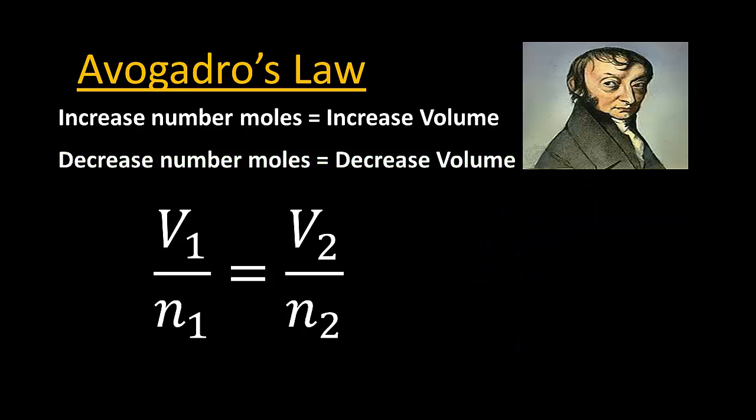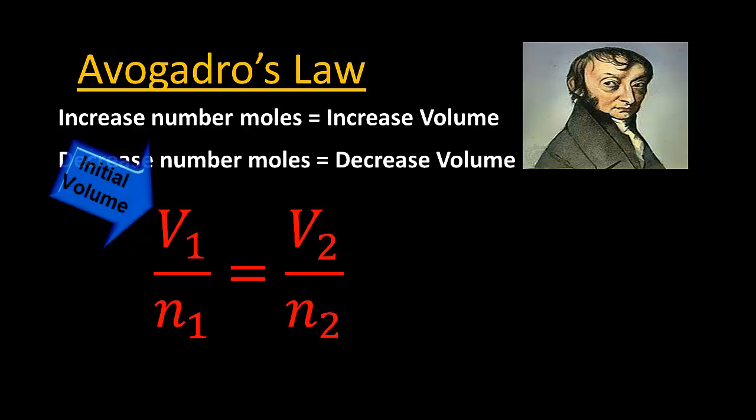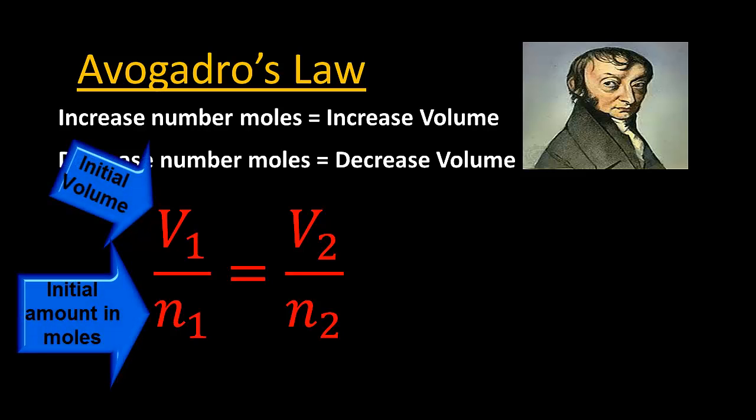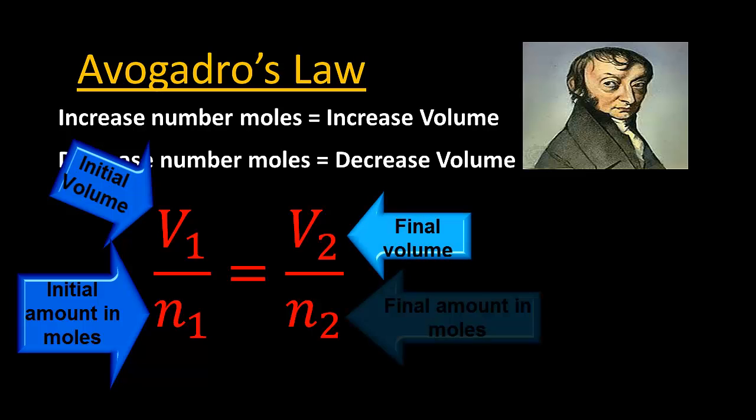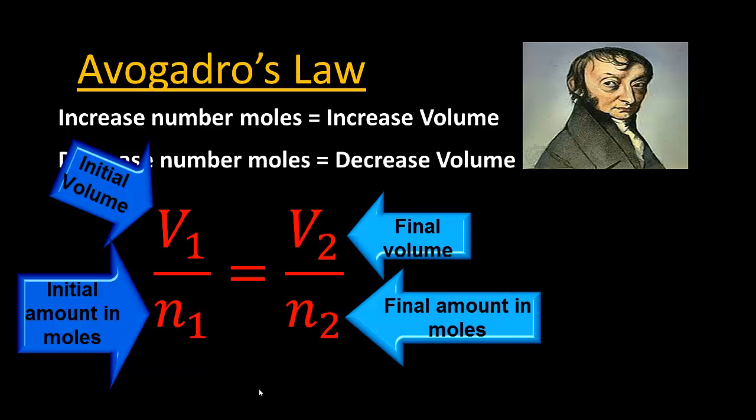This is a direct relationship, which means when one variable goes up, the other goes up as well. And the formula is the initial volume divided by the initial amount or number of moles of a gas is equal to the final volume divided by the final amount in moles of a gas.